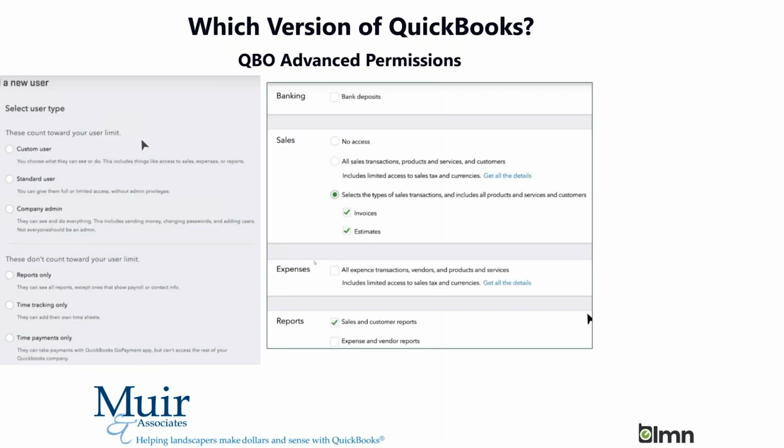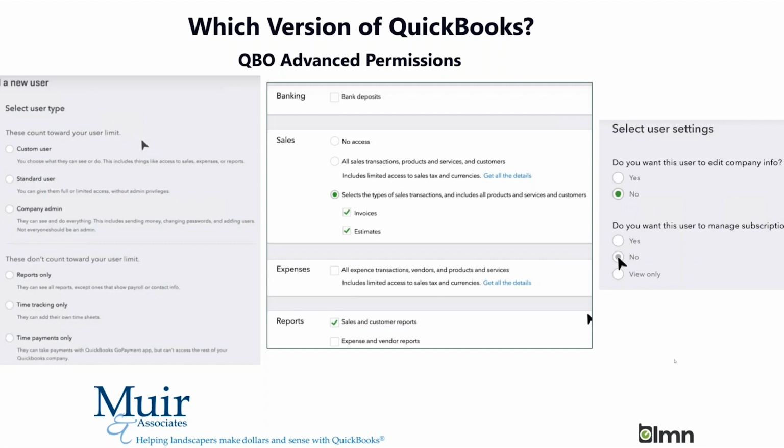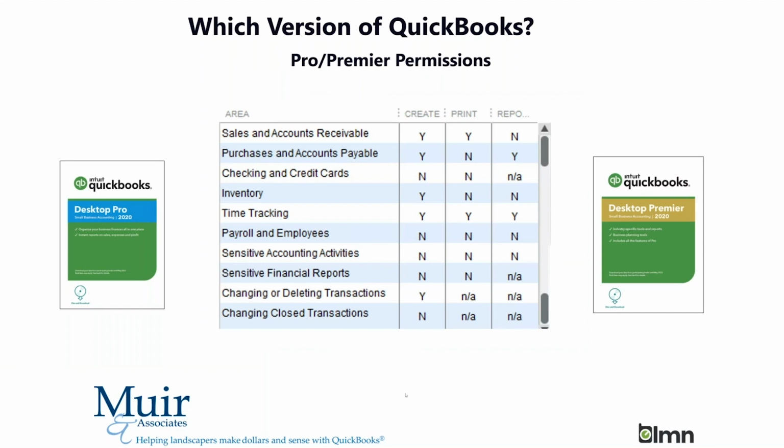But if they're a custom user, now you can start to do a little bit more. So maybe they can actually do estimates and invoices. They don't have access to banking. They're not going to have access to any of the expenses, but they can see their sales report. And then you also have the option of whether or not you can give a user the ability to manage subscriptions. I would say in most cases that's going to be a no. You just want the owner, maybe 1 or 2 other people.